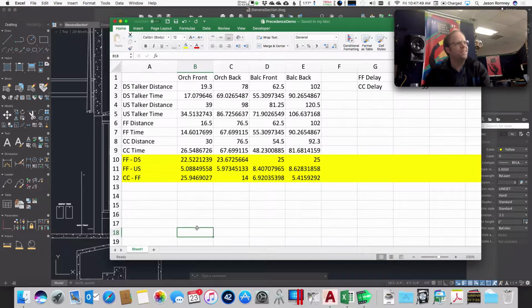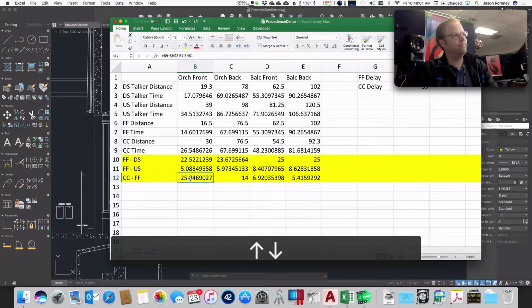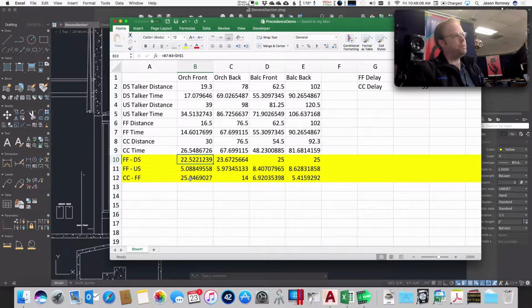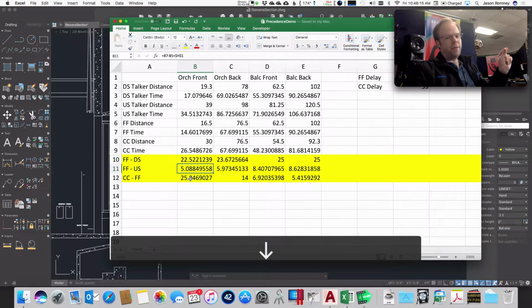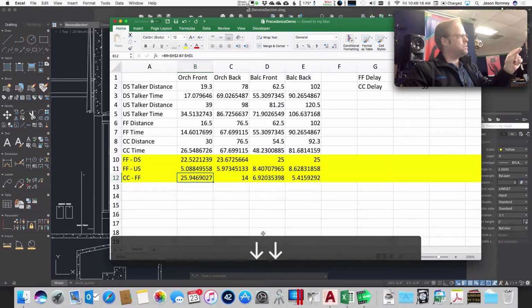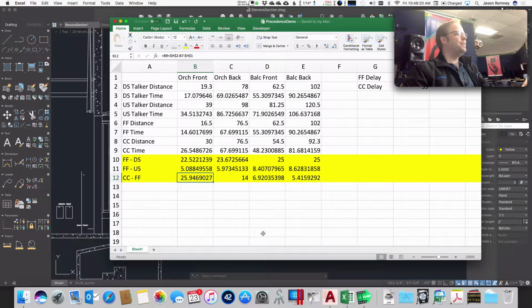Therefore, this will work. So what this means is, no matter where I'm sitting in the front row, I will hear the talker first. And if the talker is downstage, then 22.5 milliseconds later, I will hear the front fill. And that's a window of time where I will ignore those two arrivals and just lump them together as one thing. And then 25 milliseconds after that, or 26 milliseconds after that, I will then hear the center cluster. And that's within enough of a window that I will ignore that as well.